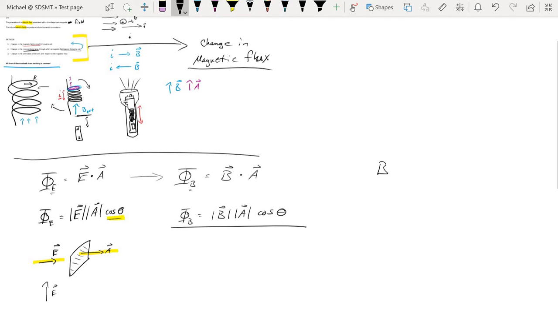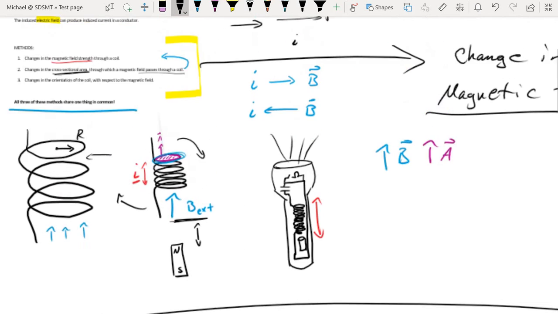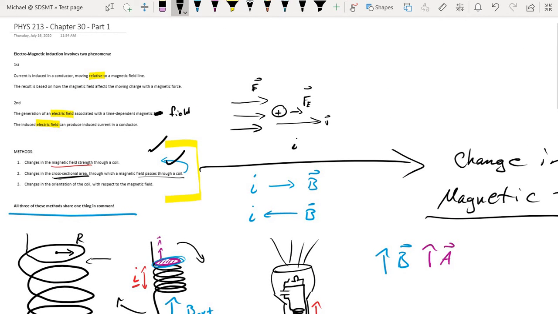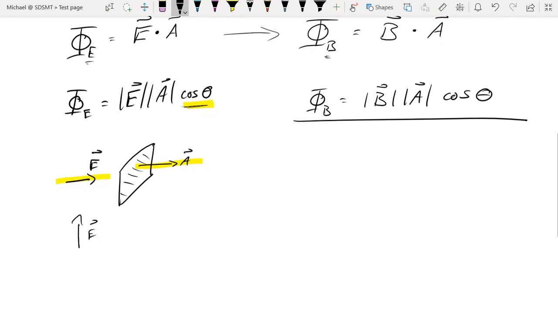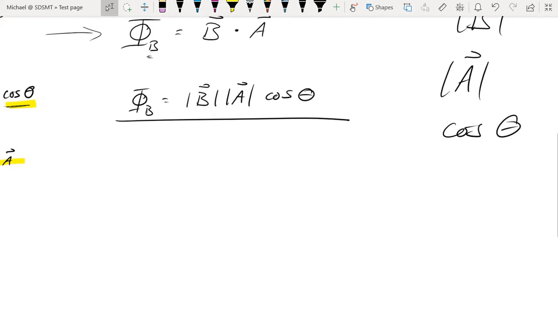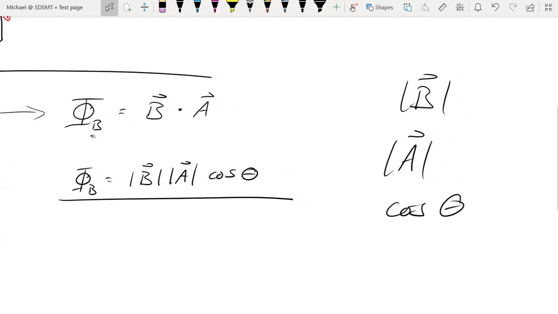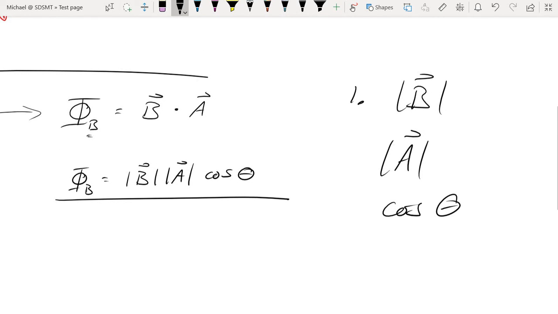We could change the magnitude of the magnetic field. We could change the magnitude of the cross-sectional area for the loop, or we could change the angle relationship between the two vectors. Those are the three different methods we can use to induce electric current within a conductor. So we're going to look at these three different methods and see what happens.